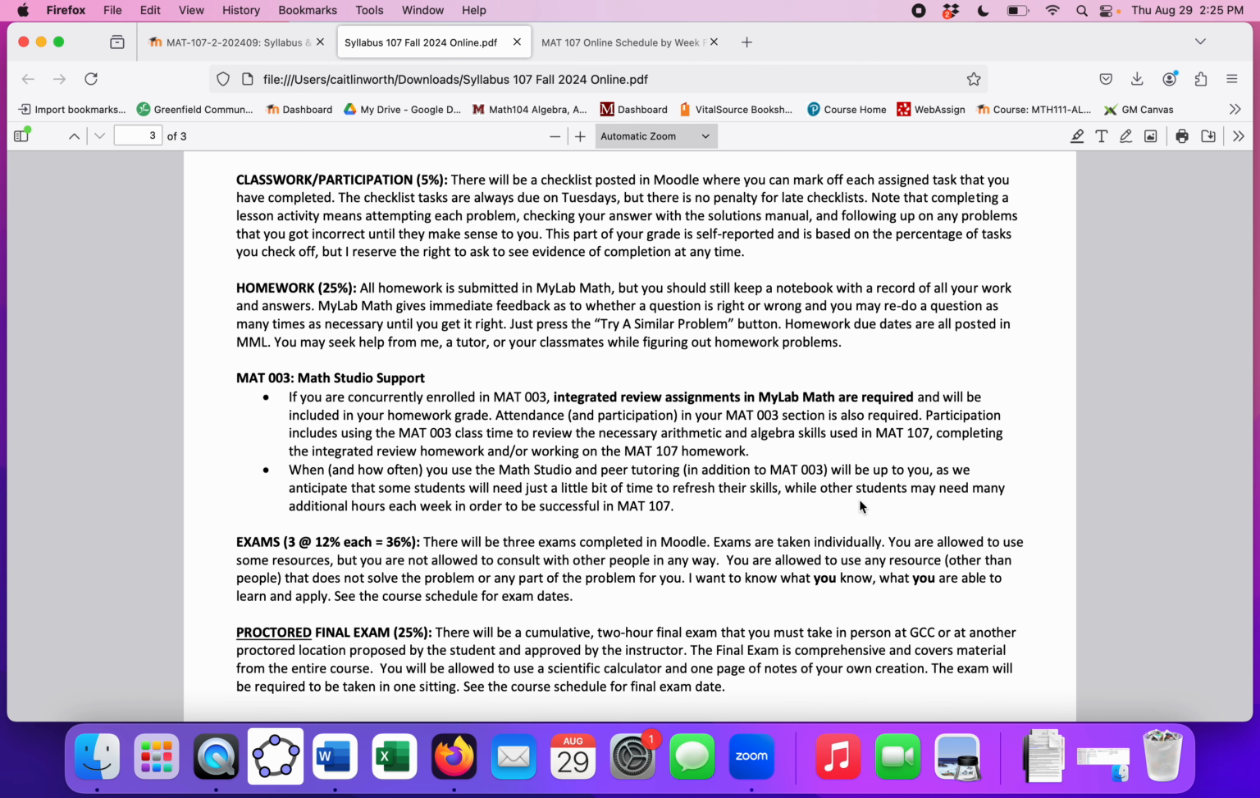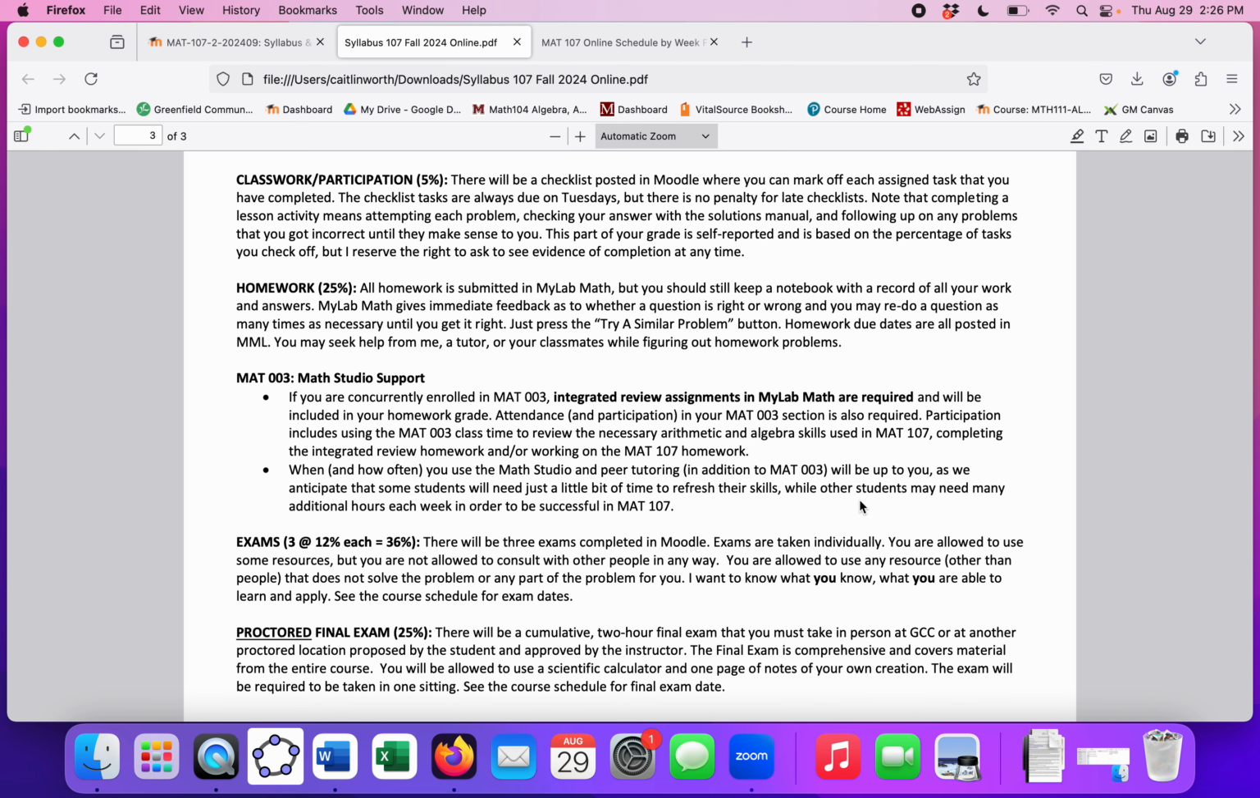Just in case you have a question, you come to me, I can see what you've done and kind of diagnose what the problem is. MyLab Math gives you immediate feedback as to whether a question's right or wrong, and you can redo a question as many times as necessary until you get it right. If you run out of chances, there's always the option to press that button that says try a similar problem. And then you get a new problem, and when you get that one right, full credit.